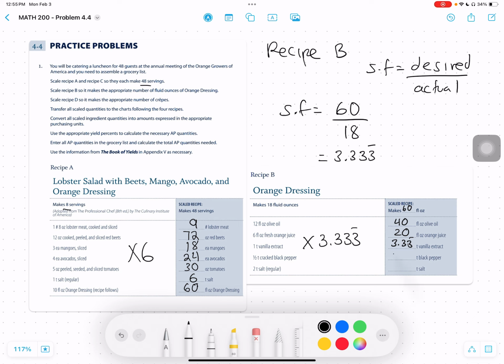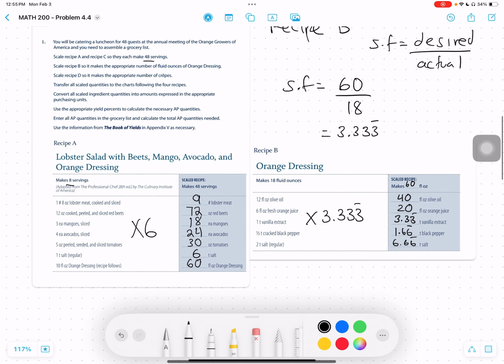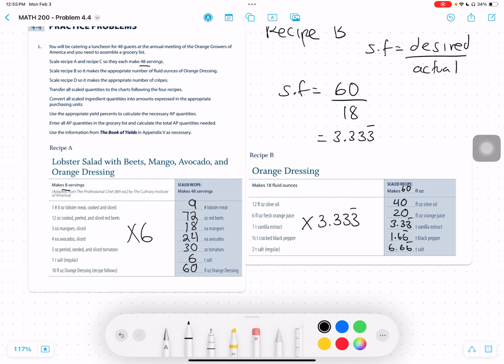to get 1.66 repeating teaspoons. And then the last number, that's 2 teaspoons of salt times 3.3 repeating, which is my scaling factor. This is 6.6 repeating teaspoons. This is the number of teaspoons of salt that I'm going to need for my recipe for orange dressing so that I have enough for my recipe A, which is the lobster salad.